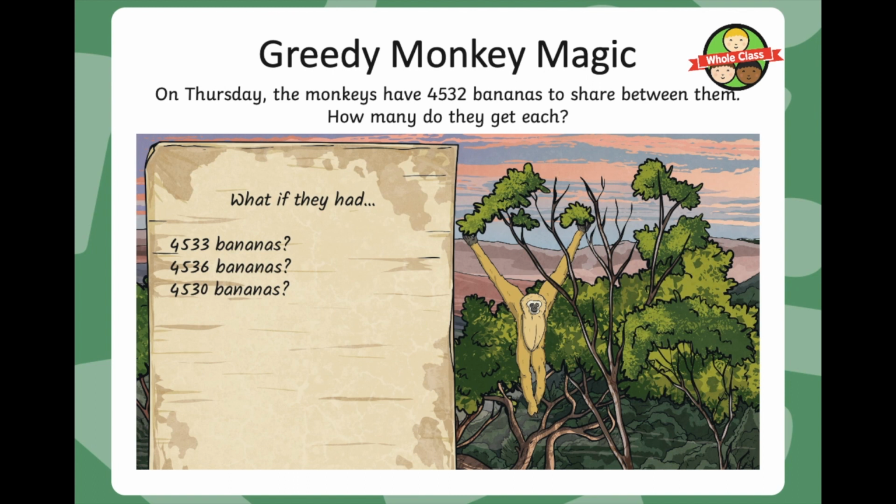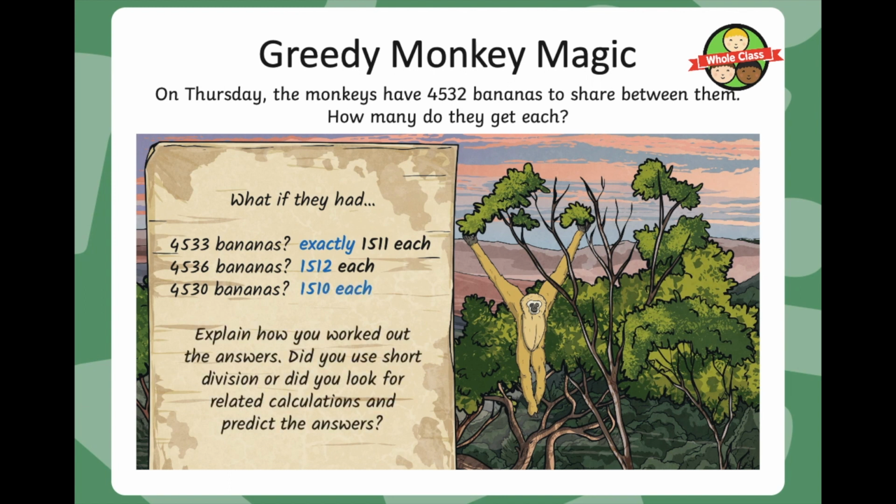How did you get on? Let's check the answers. So, if they had 4,533, they'd have exactly 1,511 each. 4,536, they'd have exactly 1,512 each. And the last one, they'd have 1,510 each. Think about how you worked out the answers. Did you use short division, or did you look for related calculations and predict the answers? So hopefully that's given you a bit of a better idea of how to do your maths activities for today.